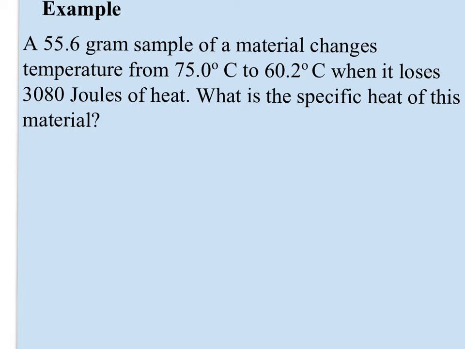So if I look at my equation, I'm being asked to find C. Have I been given the other 3 variables? Yes, I can find the other 3 variables in this problem. Delta H was given to me as 3,080 joules, and I'm going to include units so you can see how they cancel out here. The mass is 55.6 grams.